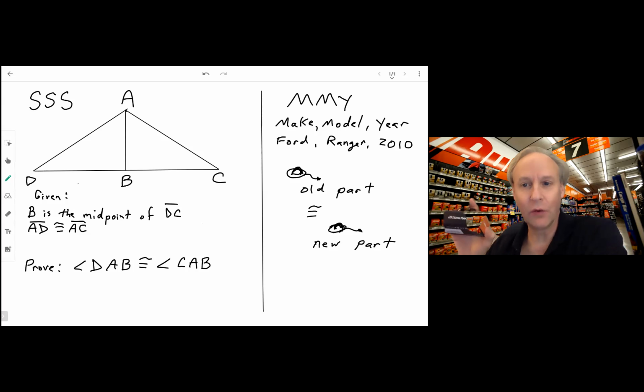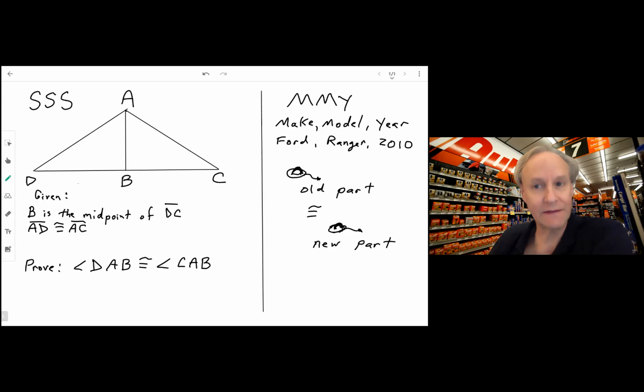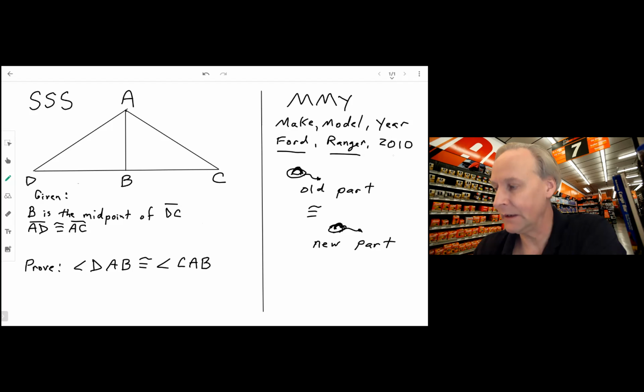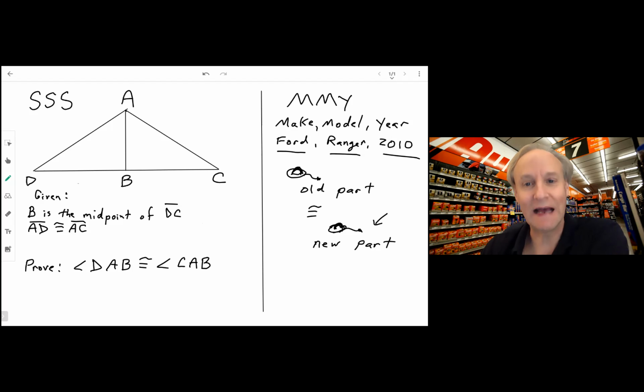And I really don't want to get this part home and find out that it doesn't fit my truck. So what I've done is I've checked three things to make sure that the old part is going to fit. The new part is going to be the same size as the old part and that it's going to fit the truck. I've checked the make, the model, and the year of the new part. And what that tells me is that corresponding parts of congruent trucks are congruent. So I know that because the make, model, and year is the same, this new part will fit.